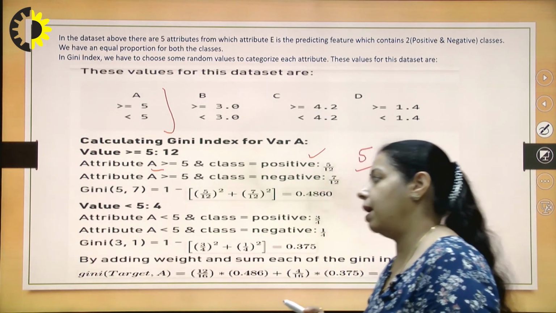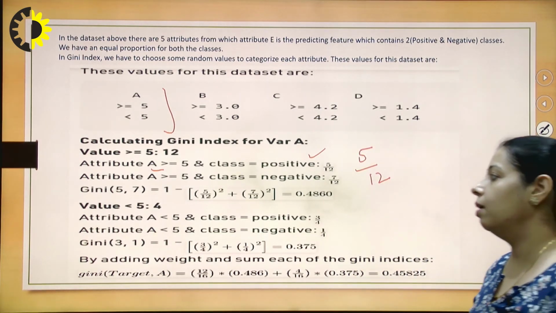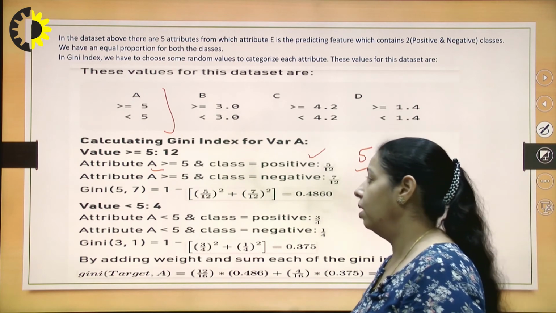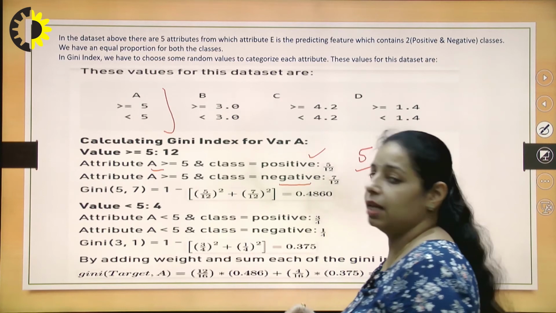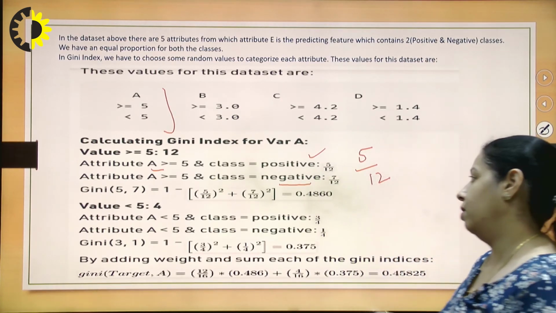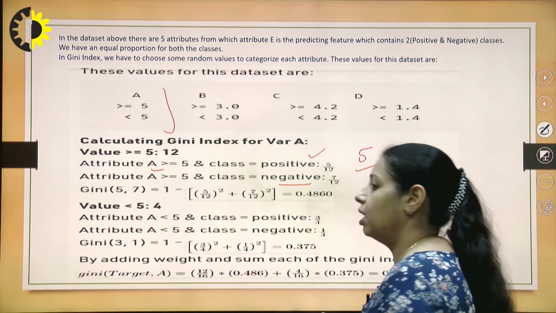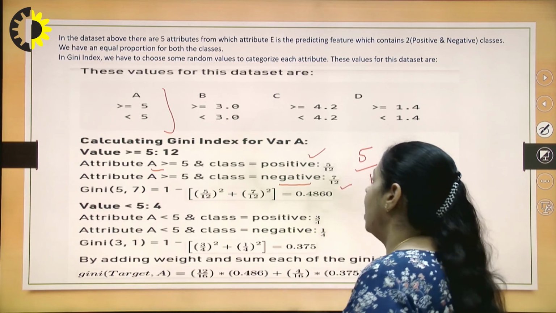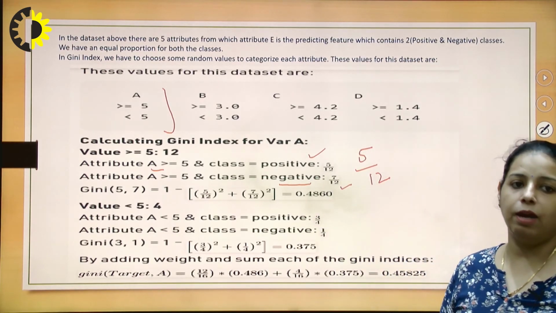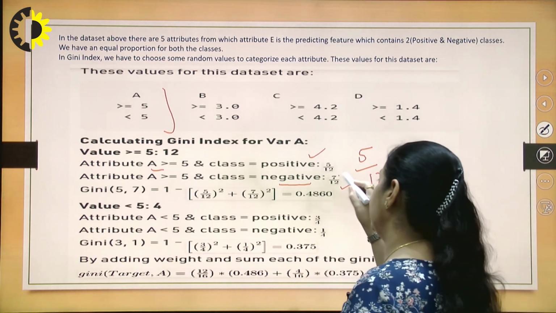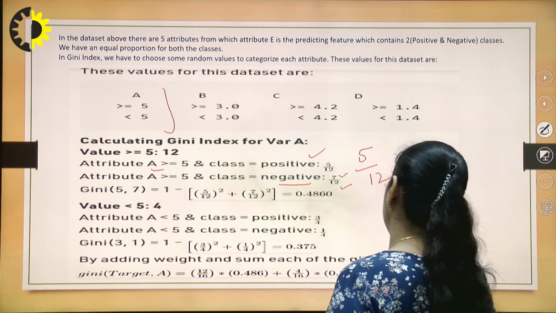In a similar manner, we will take the values which come under the negative class, which are greater than or equal to 5. The total number of values greater than or equal to 5 is 12, and those which fall under negative and greater than or equal to 5 are 7. That's why we have taken 7 by 12.